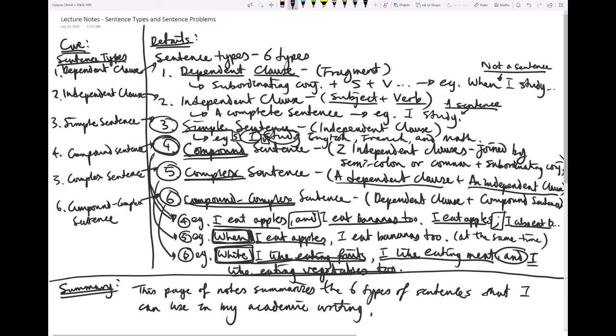And there you go. And that's just part 1 of our first lecture, looking at sentence types. So stay tuned for the next part, sentence problems and how to fix them.